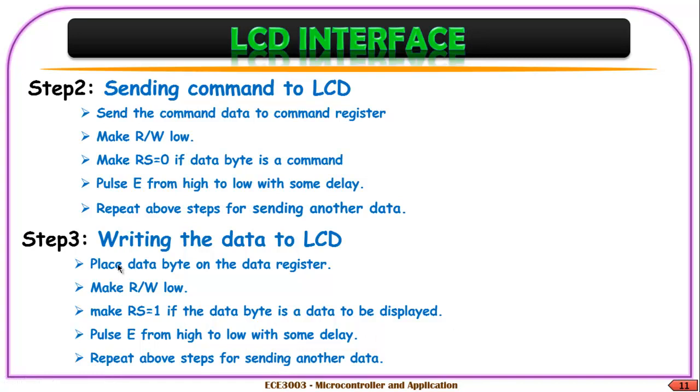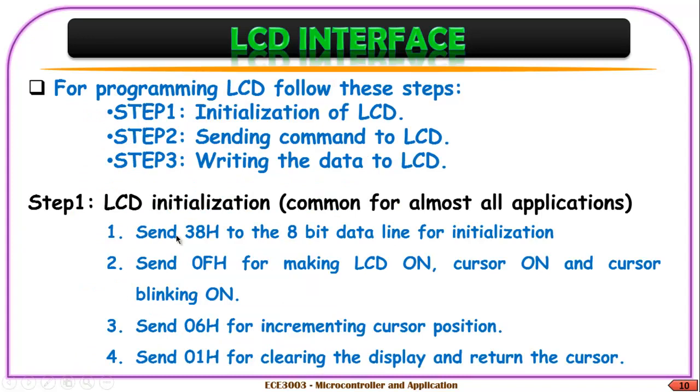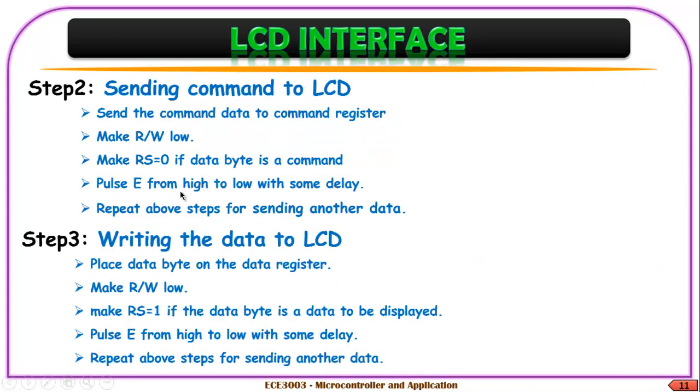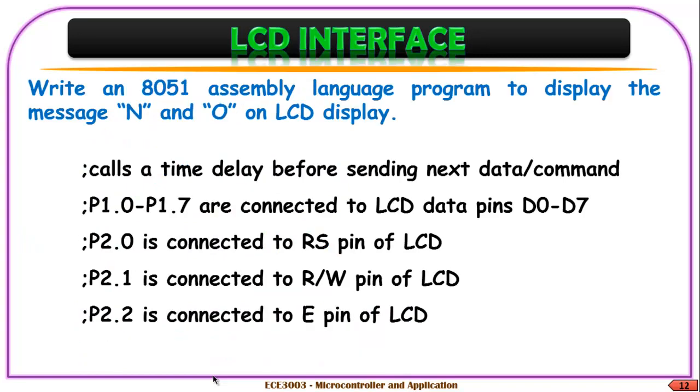So these are the procedures involved in programming an LCD. The first one is initialization of the LCD. In initialization, we pass a set of commands to the LCD, and the LCD has to respond accordingly. For which I make R/W low, RS equal to 0, and E a high to low signal, repeating the same step for every command. For the data I want to display, I put it into the data register, make R/W low and RS equal to 1, set the high to low pulse on pin E, and repeat the same step. So these are the three important steps involved in programming an LCD screen.